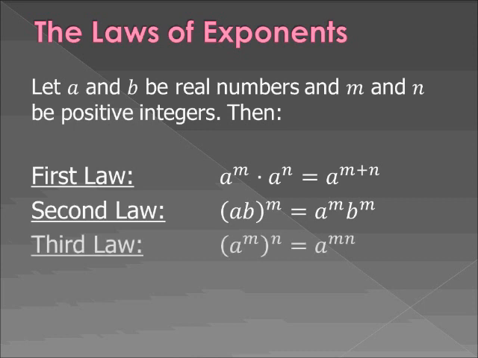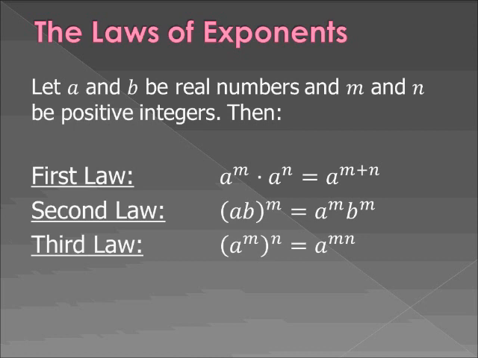The third law says if we take a to the m quantity to the nth power, we get a to the m times n power. So when you have exponents of an exponent, you can multiply the exponents together, and that product becomes the new exponent. So these are the three laws of exponents, and we're going to use them to multiply a polynomial by a monomial. And you'll get used to them right away.